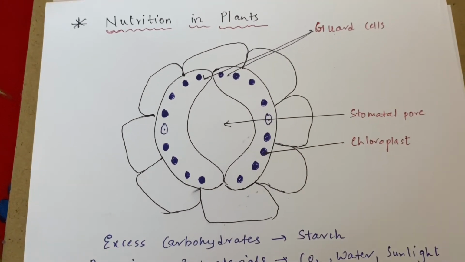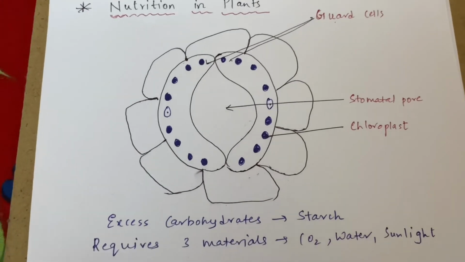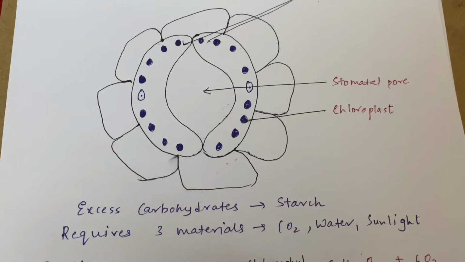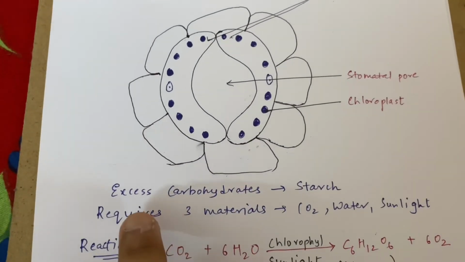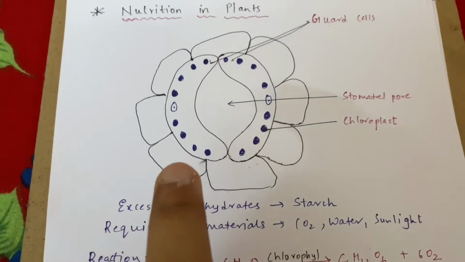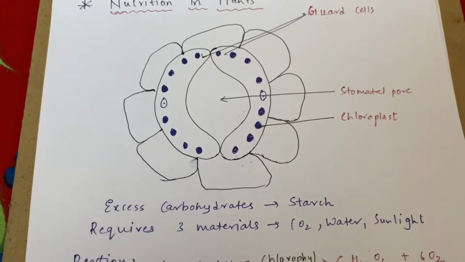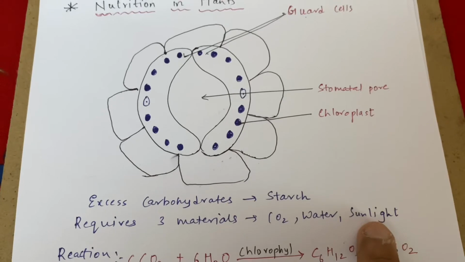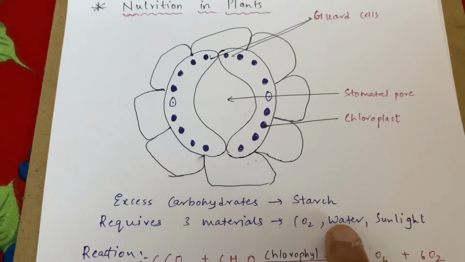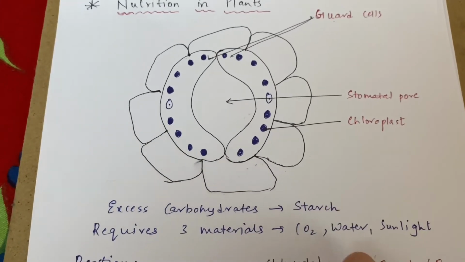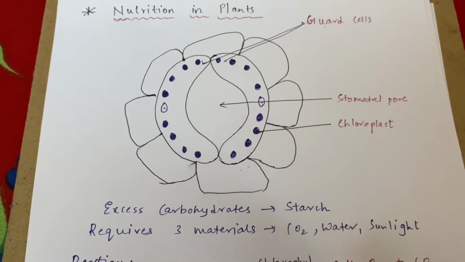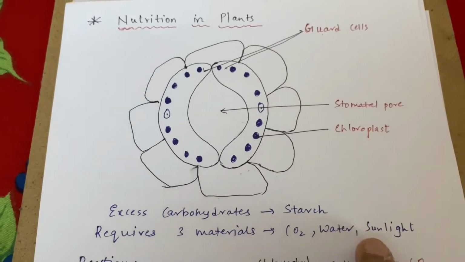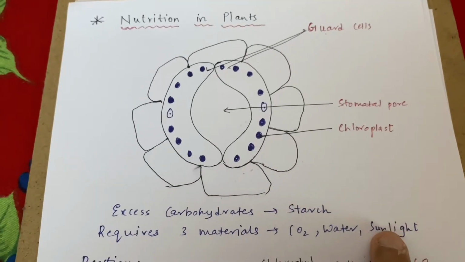That energy the plant will use for its cells, and the excess carbohydrates are then stored in the form of starch, correct? Now for the manufacturing of this food, the plant requires three essential materials: carbon dioxide, water and sunlight, correct? Now the water, they obtain from the soil. When we pour water into the soil, the plants obtain their water through the roots. The sunlight is obtained from the atmosphere, correct?